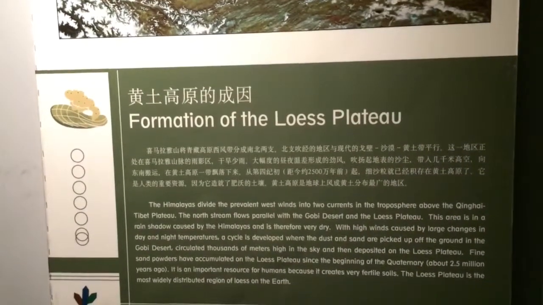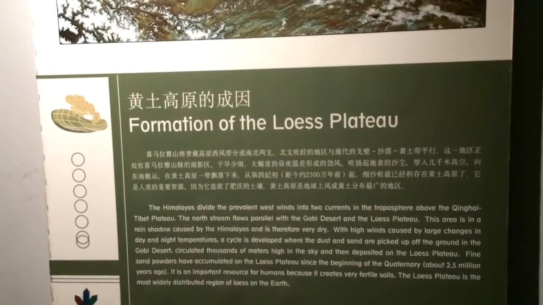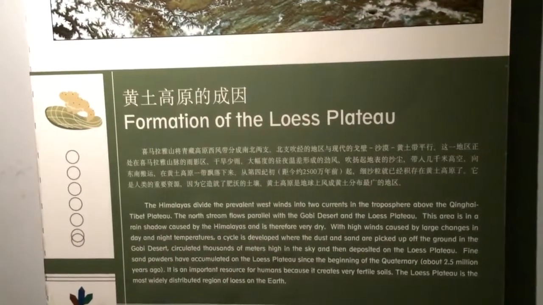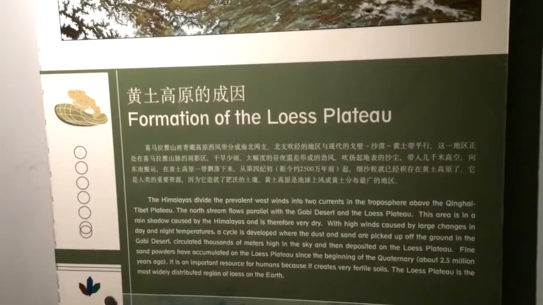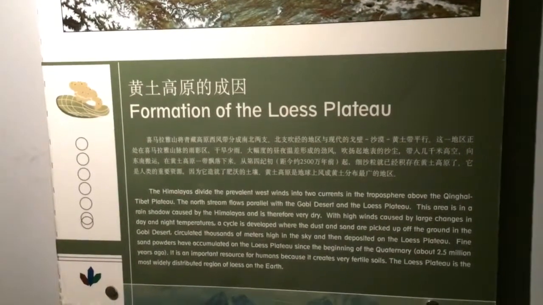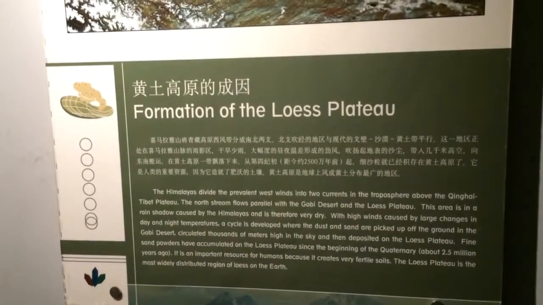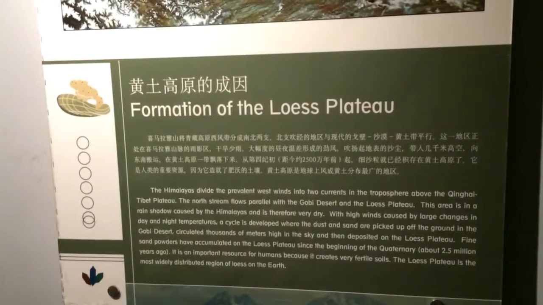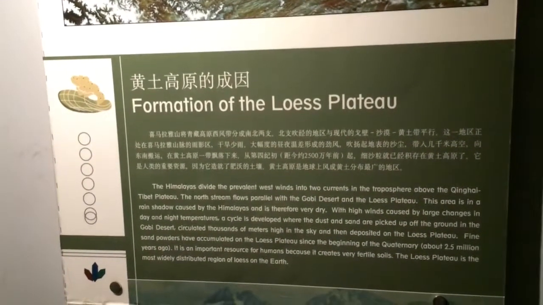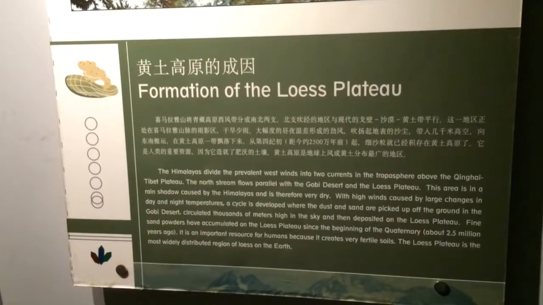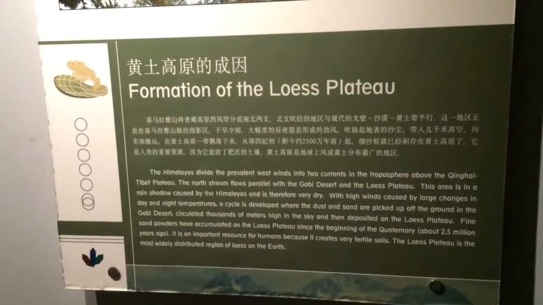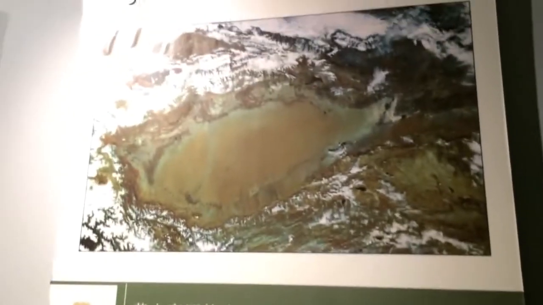A cycle is developed where the dust and sand are picked up off the ground in the Gobi Desert, circulated thousands of meters high in the sky, and then deposited on the Loess Plateau. Fine sand patterns have accumulated on the plateau since the beginning of the Quaternary, 2.5 million years ago. It's an important resource for humans because it creates very fertile soils. The Loess Plateau is the most widely distributed region of loess on Earth.